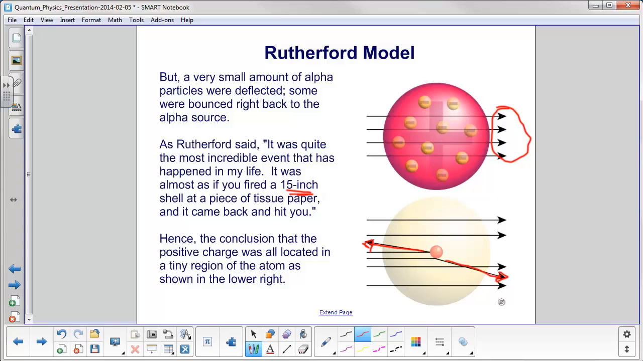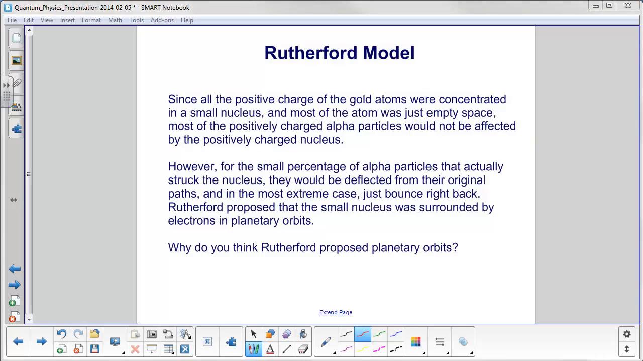Hence, it was concluded that the positive charge was all located right here in a tiny region of the atom, which would explain why most of the alpha particles got through, but every now and again, if you hit this nucleus, you'd have a particle either deflect or come right back at you. The other implication of this, with the positive charge being concentrated in a small nucleus, is that most of the atom is just empty space. However, for the small percentage of alpha particles that actually struck the nucleus, they would be deflected, and in the most extreme case, just bounce right back. Rutherford then proposed that the small nucleus was surrounded by electrons in planetary orbits.